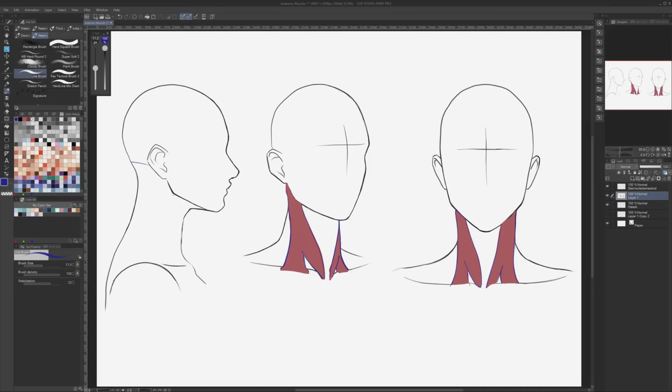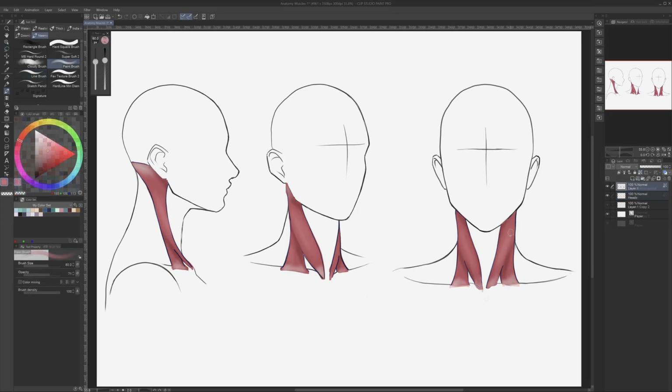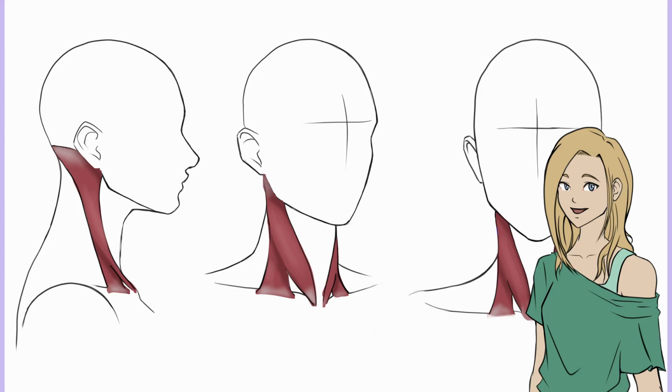For the side view, we start with the attachment of the muscle behind the ear. The exact height of the attachment varies from person to person, where the attachment to the clavicle and sternum remains consistent. And this covers everything you need to know about drawing the sternocleidomastoid muscle.